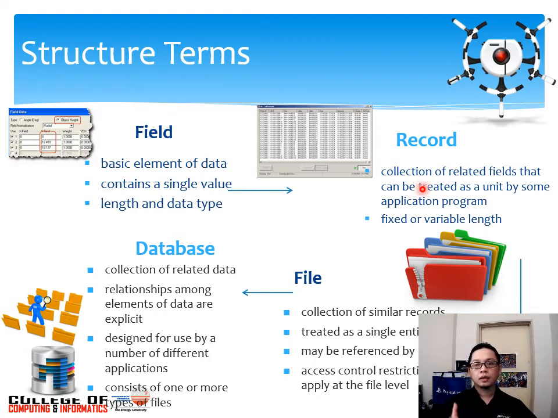And let's say after you collected those records, for example you have 10 students' records, you have a file, which is the collection of similar records. And then from that collection you have the database, which is the collection of related data. So let's say you have a collection file of user or student information, and in another file you have the collection of perhaps the student grades. So this constitutes the database of student records.